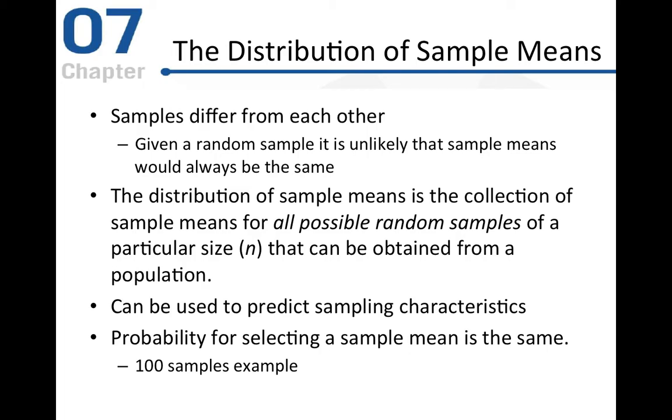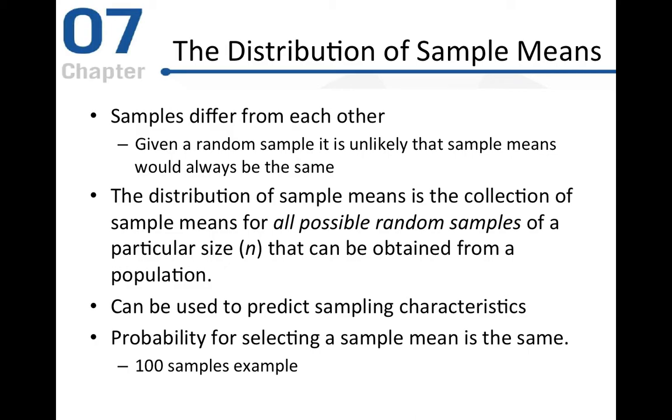So the probability of selecting a sample mean is the same as when we were talking about the probability of selecting a particular score. For instance, say we had 100 scores, they were all different. It went from like 1 to 100. What is the probability of selecting a 5? Well, the probability is 1 out of 100, because the formula for probability is the occurrence over the number of possible outcomes.